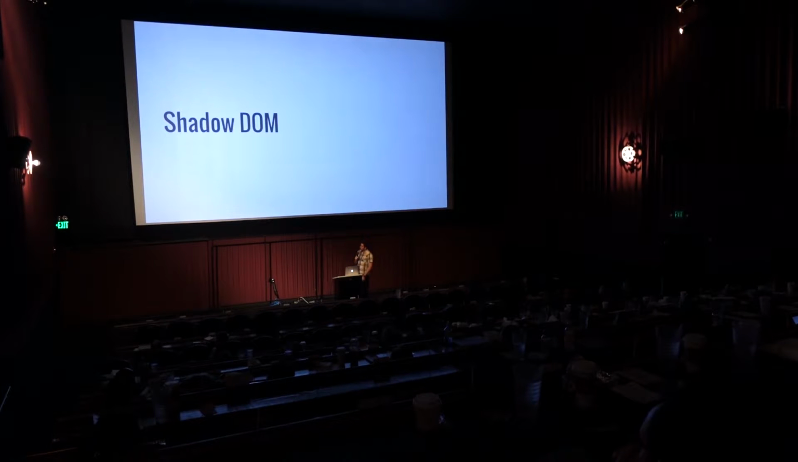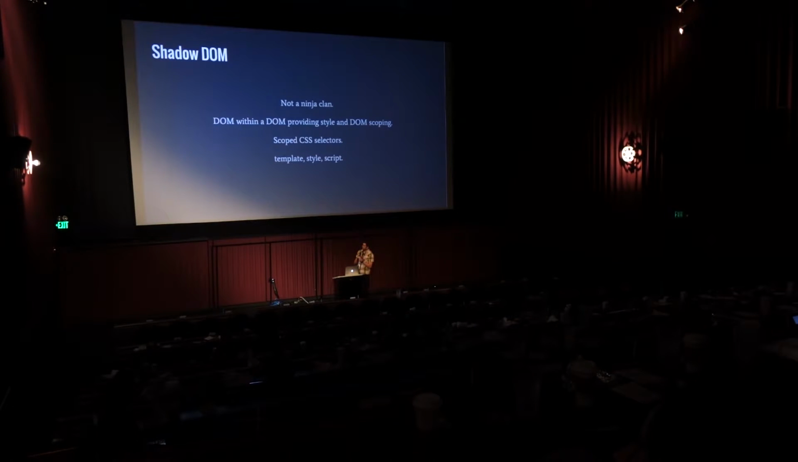So let's start with Shadow DOM, the technology in Web Components that kind of brings all the technologies together. And as much as I wanted it to be, it is not a ninja clan. It is DOM within DOM scoping. It allows you to have scoped JavaScript and scoped CSS. It contains a few tags that we'll go through that are the other features of Web Components, but template, style, and script tags are kind of the basics of Shadow DOM.